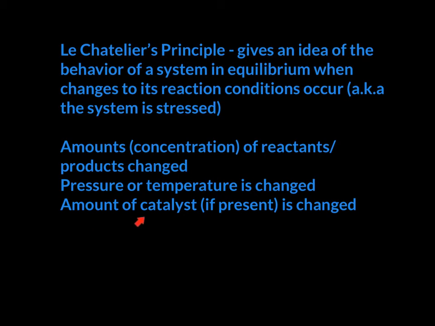Finally, the amount of catalyst, if it's present, can also be changed. If we take away catalyst, then the reaction is going to go in reverse, and it's going to want to go back to the reactants because at some point you'll run out of the catalyst. If you increase the catalyst amount, then the reaction will continue to pump toward the product side. Make sure you copy all of this down.